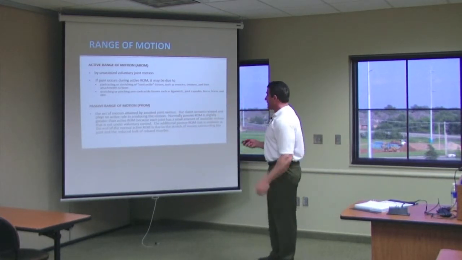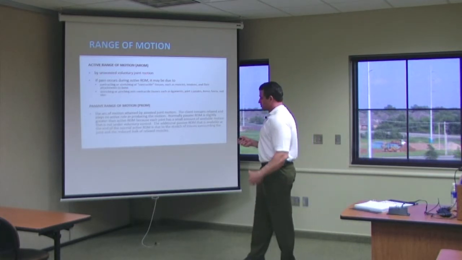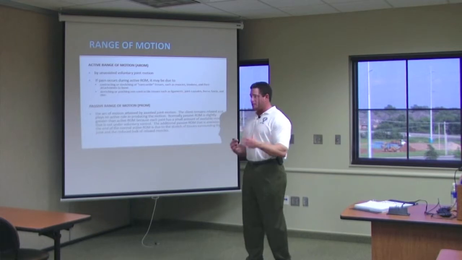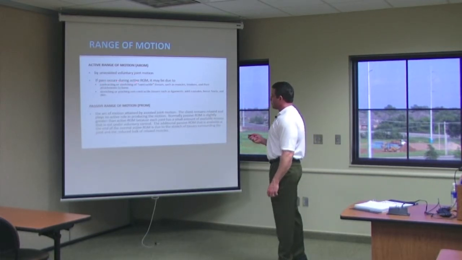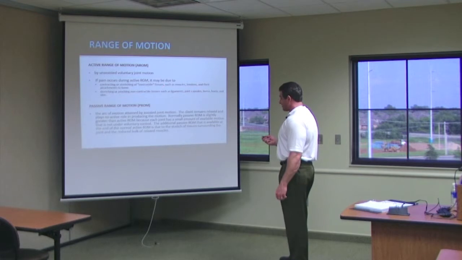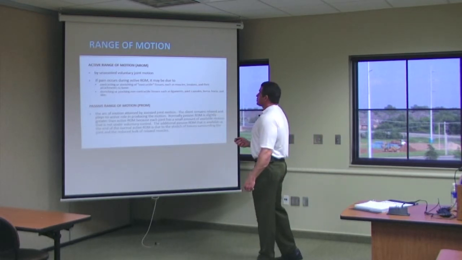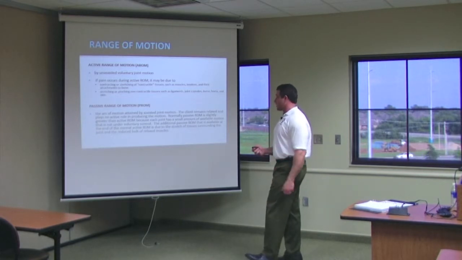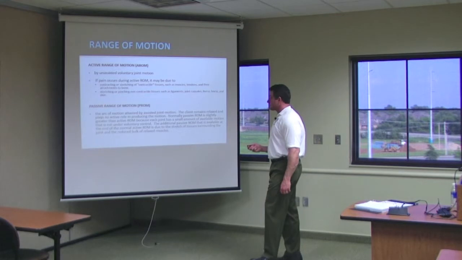without them doing it, you can move their joint through that. So the active range of motion is unassisted voluntary joint motion. I'm not helping them, they're doing it themselves. And you might have pain that occurs during active ROM, which is range of motion, maybe due to contracting or stretching of contractile tissues such as muscles, tendons, and their attachments to bones. Stretching or pinching non-contractile tissues such as ligaments, joint capsules, bursa, fascia, and skin.